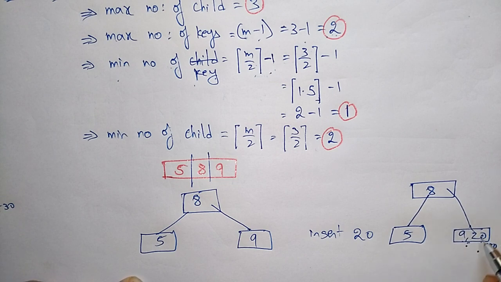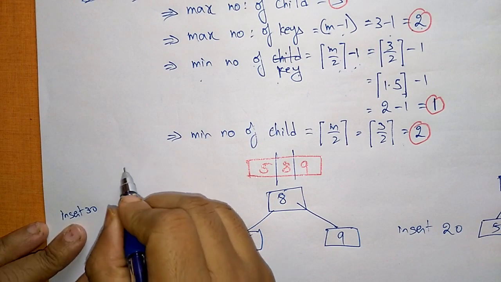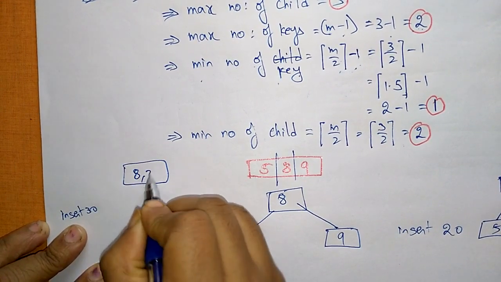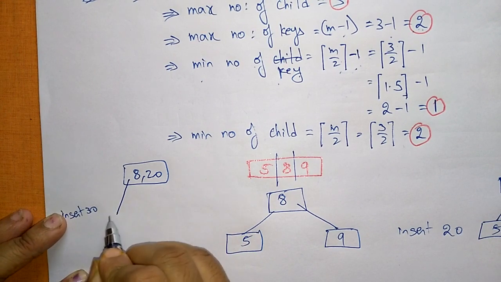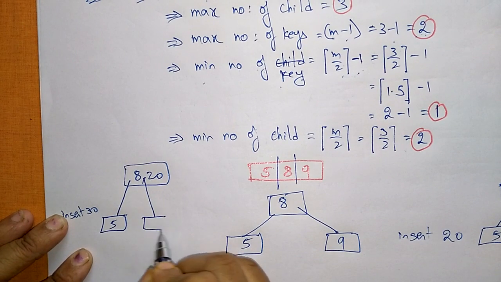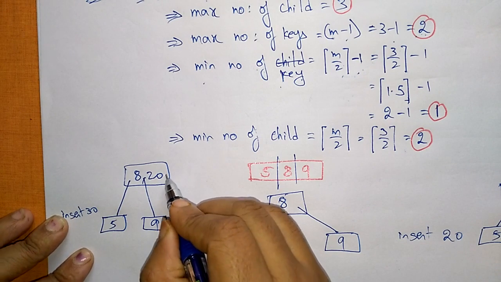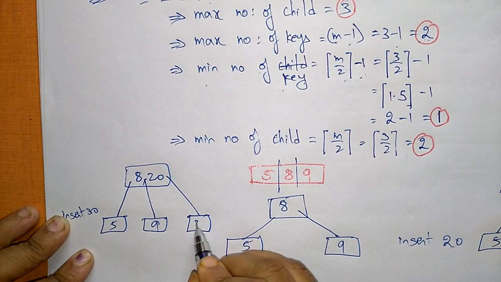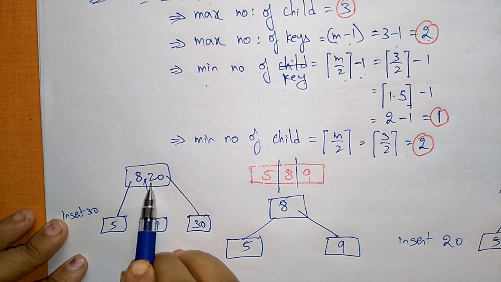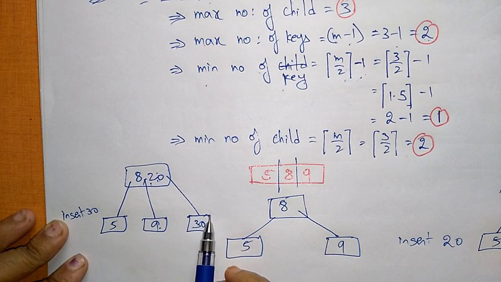So now I want to shift the middle value. The middle value has to be shifted to the root node to insert 30. So now it becomes 8, 20. The left side will be as usual 5, and right of 8 should be 9. And right of 20 should be 30. Here 20 is also a root node, but 9 is less than 20. So the left side should always be less, and the right side should always be more.